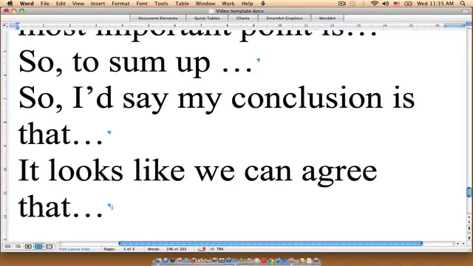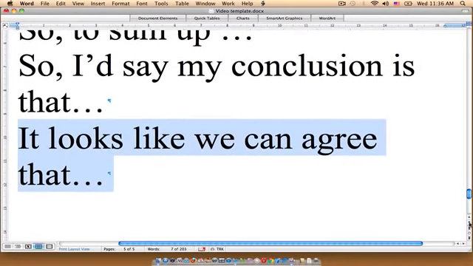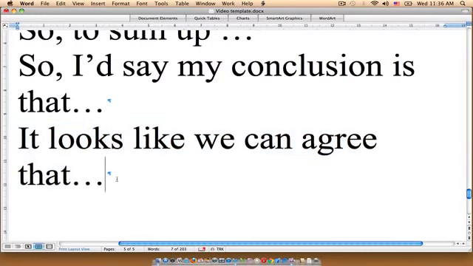Now, of course, this is probably something that you would use in part 3 of the speaking exam when you're talking with your examiner. If there's some area that's common between the two of you, or an opinion that you both share, you might want to use a phrase like, "Oh, it looks like we can agree that living standards in Dubai are very high," or whatever.